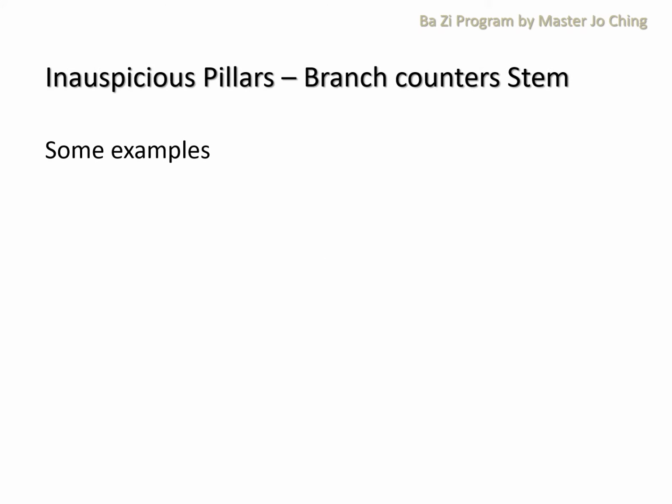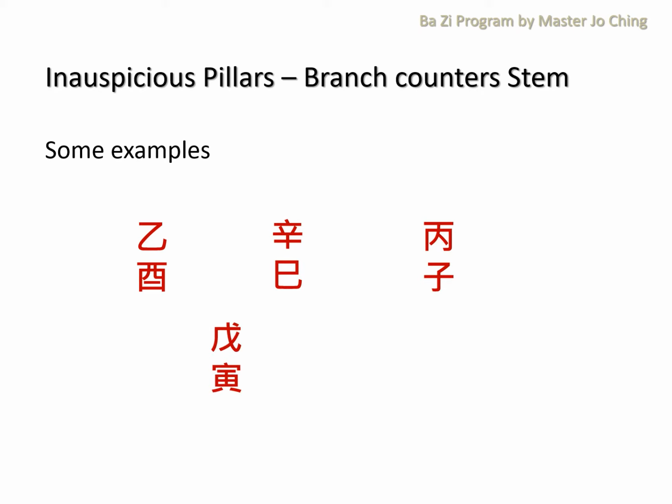The last type is deemed as inauspicious pillars because the branch attacks or counters the stem. Let me show you some examples again. We have 乙酉、辛巳、丙子、戊寅, and 癸丑. Let's focus on the earthly branch here, which is metal, and the metal cuts or counters the wood on top. So let's do one more.